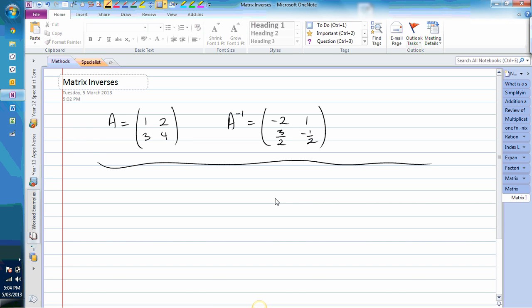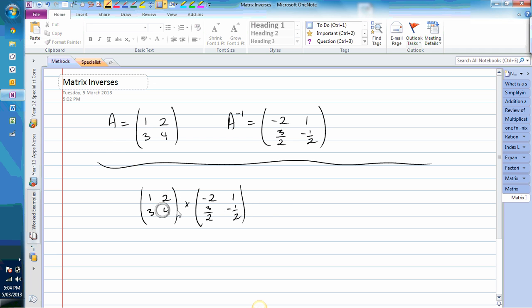Before we move on to another example, I just wanted to look at the result we got from that last question, where we were finding the inverse matrix of 1, 2, 3, 4, and show you that we can in fact verify that this is the matrix inverse by doing a matrix multiplication. So if I take my two matrices, in this case A is 1, 2, 3, 4, and A inverse is minus 2, 1, 3 on 2, minus 1 half.